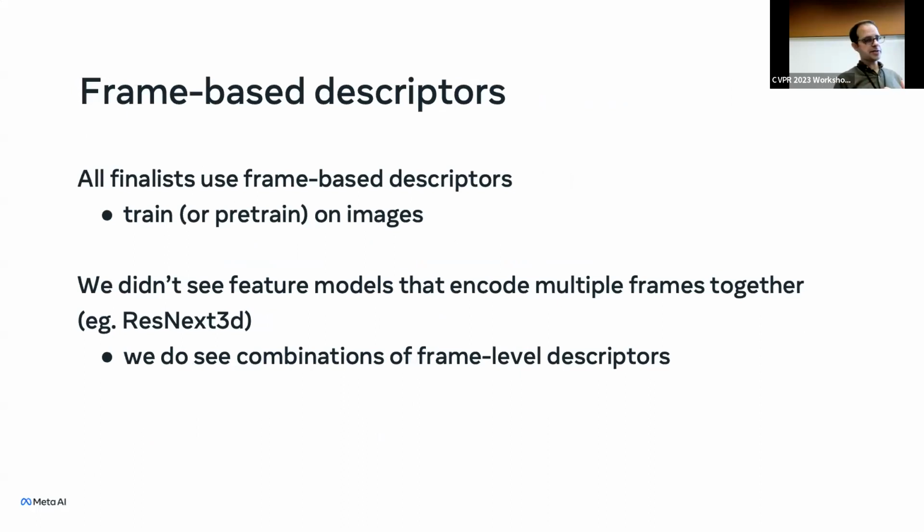Another pattern we saw is that all teams use frame-based descriptors as opposed to models that compute features over multiple frames together, such as native video models like ResNeXt 3D or SlowFast networks and things like this. This is not too much of a surprise given the literature, and we do see some combinations of frame level descriptors. But this was common to all of the winning teams as well as our baseline.